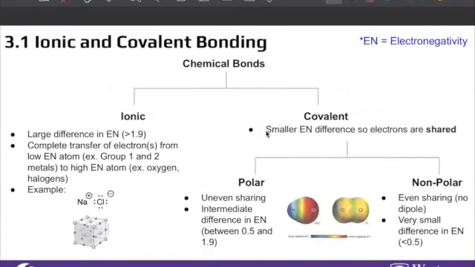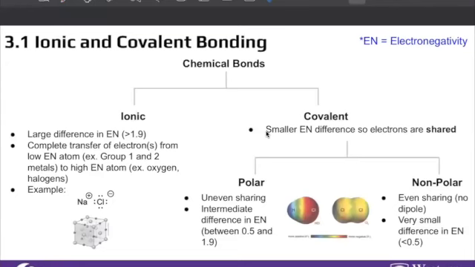Okay, so to start off, we're going to talk about the different types of chemical bonds. And just a note for this slide, anytime you see the abbreviation EN, that stands for electronegativity. So that's just a helpful tip as we go through things.